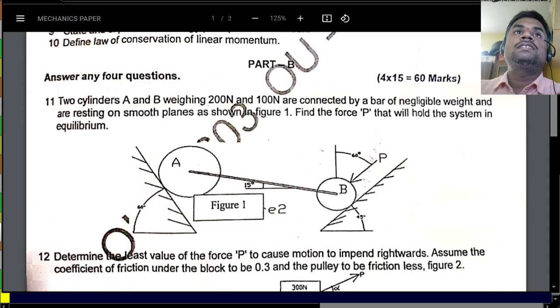And it is resting on the smooth planes, which means the friction has to be neglected. There is no friction involved here. And we have to find the force P, which is inclined at 60 degrees with the vertical, acting on the point B, and that should keep this system of bodies in equilibrium.